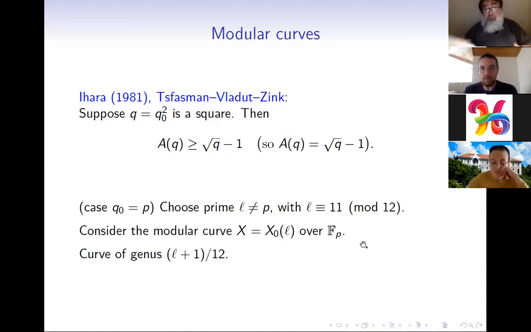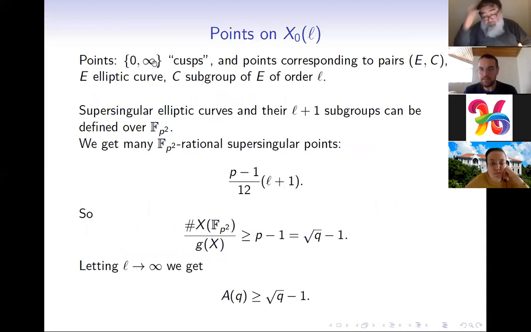And then you have many points. So you have the cusps, which will always be rational points in this case. And then you also know that besides these points on X naught L, other points will correspond to pairs of elliptic curves together with some additional structure. In this case, it's the structure of a cyclic subgroup of order L. Okay, so basically the points on these curves form a moduli space for certain objects.